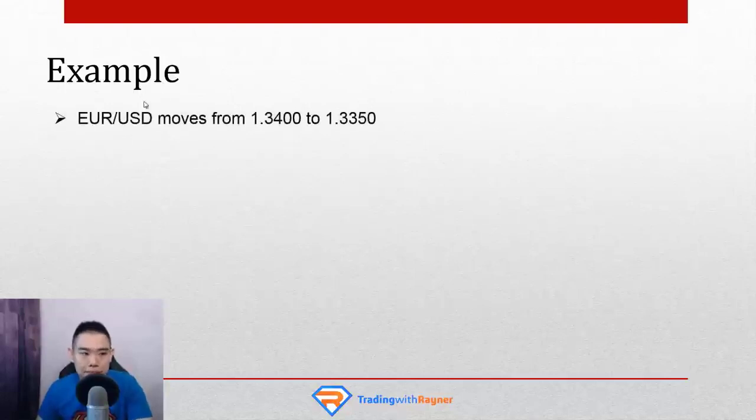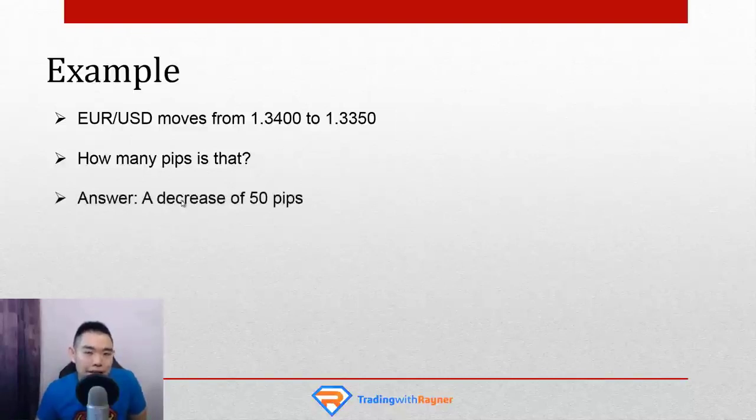Let's do another example. Let's say this time the euro against the dollar moves from 1.3400 to 1.3350. Now, how many pips is this? Let's give you 5 seconds to figure this out. 1, 2, 3, 4, 5. Okay, so the answer is a decrease of 50 pips. In essence, the euro against the dollar has dropped 50 pips from 1.3400 to 1.3350.